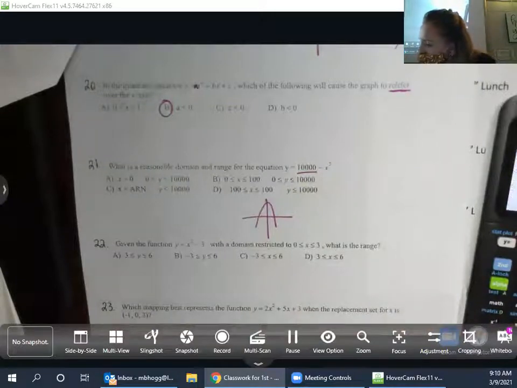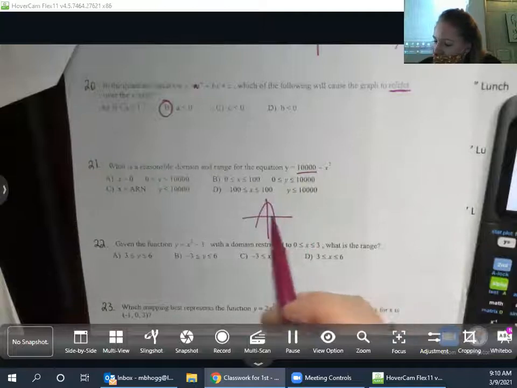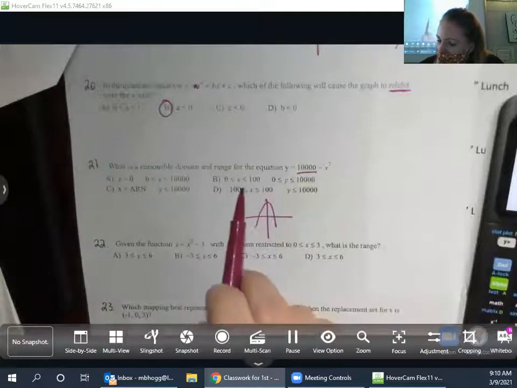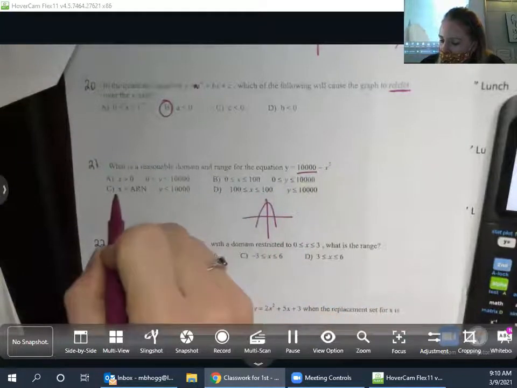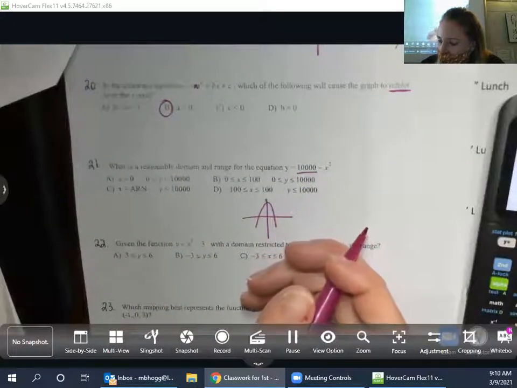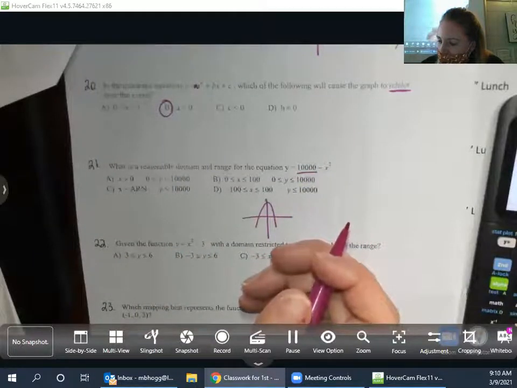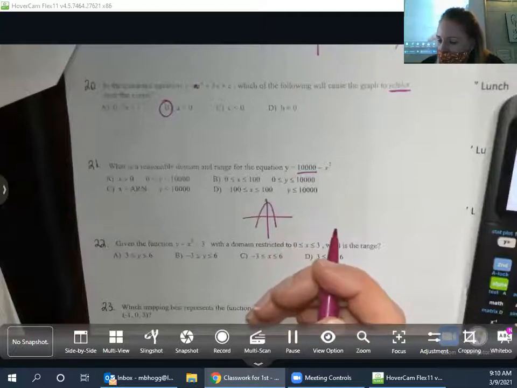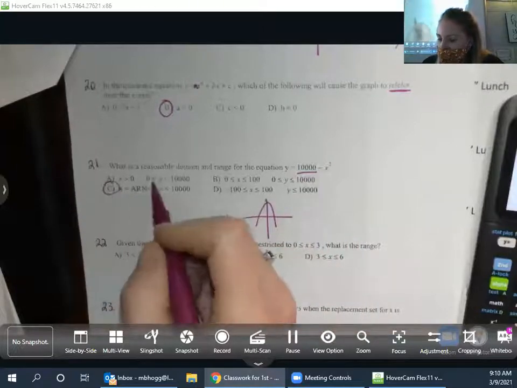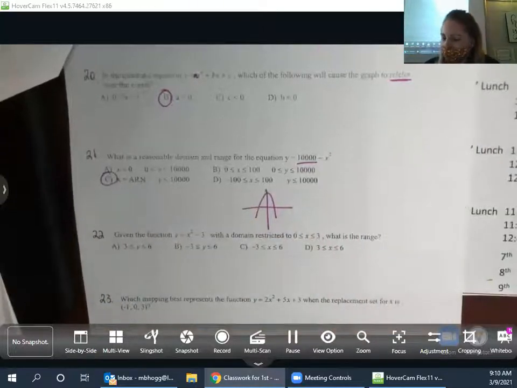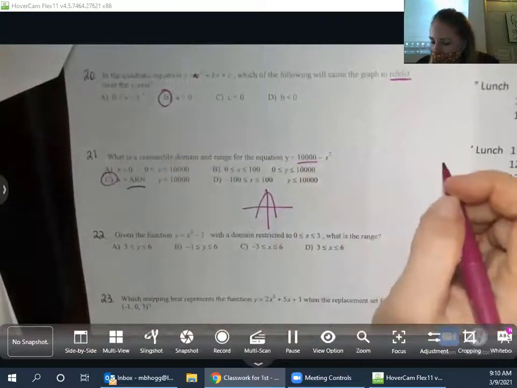So I'm going to go back to my regular zoom. Zoom standard 6. Okay. So what's the domain and range? Well, it's going to be all real numbers for the domain. So which one is all real numbers? There's only one with all real numbers. What is it? Yes. C. All real numbers.